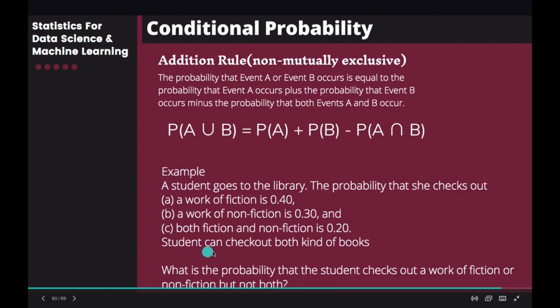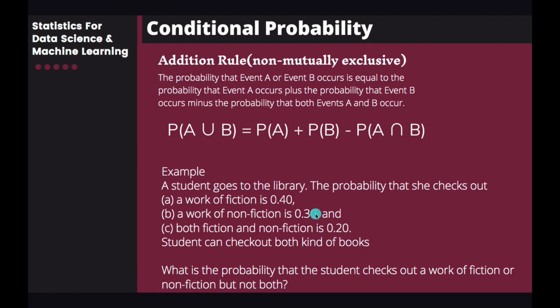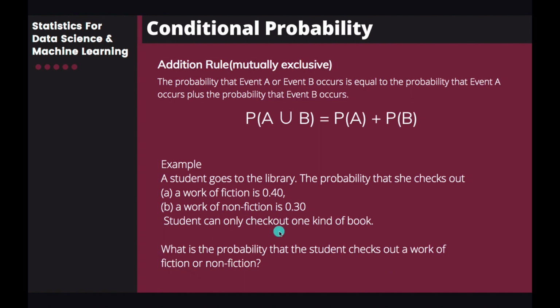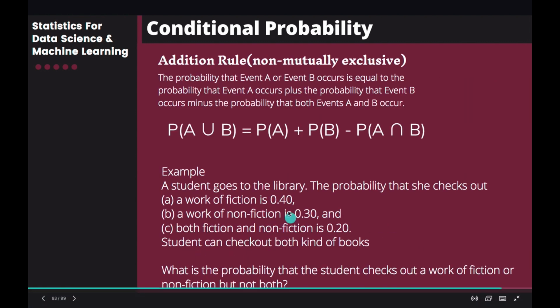Now the student can check out both kinds of books. They allow the student to check out both kinds of the books, right? Remember earlier on, the student could check only one kind of book, but in this case, the student can check either of the books or both kinds of the books. Okay. What we want over here is what is the probability that the student checks out a work of fiction or non-fiction, but not both.